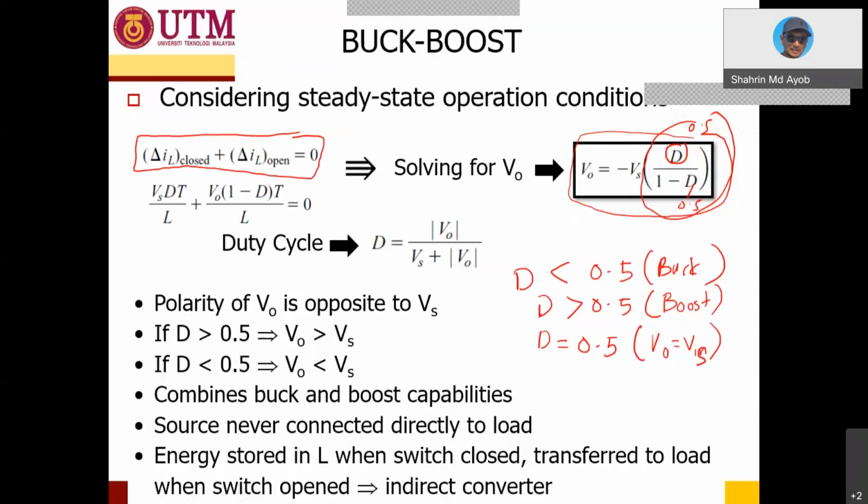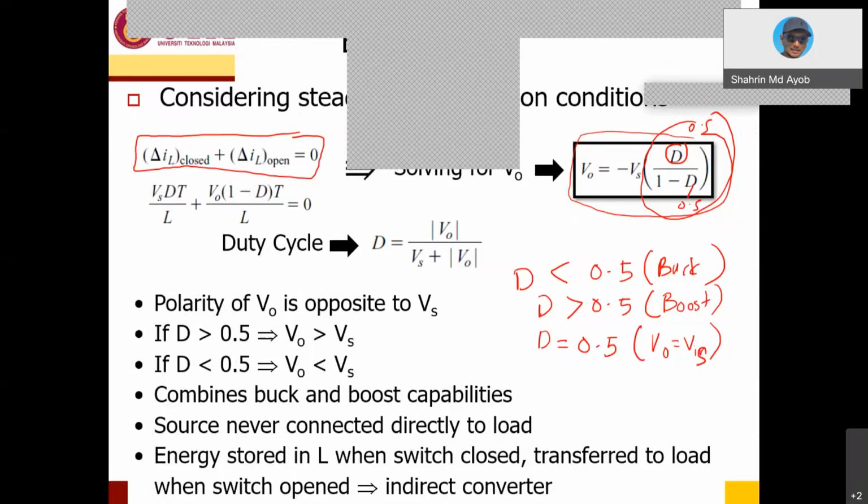Okay, so answering your friend's question: what is the benefit of not connecting directly? The benefit is in terms of safety. Because sometimes we know there may be a short circuit at the load side. So if your source is not directly connected, then your source will be on the safe side.